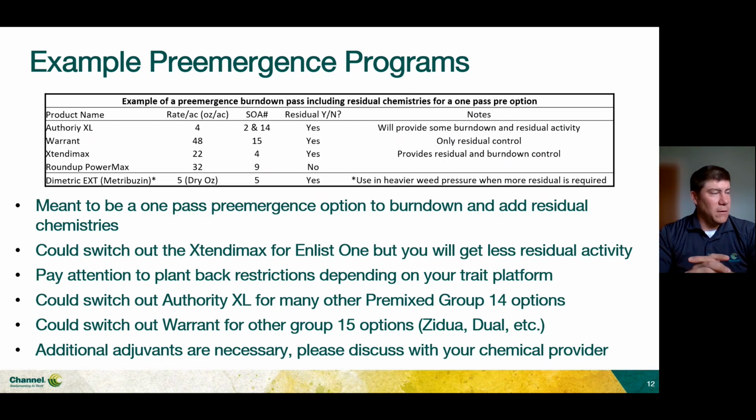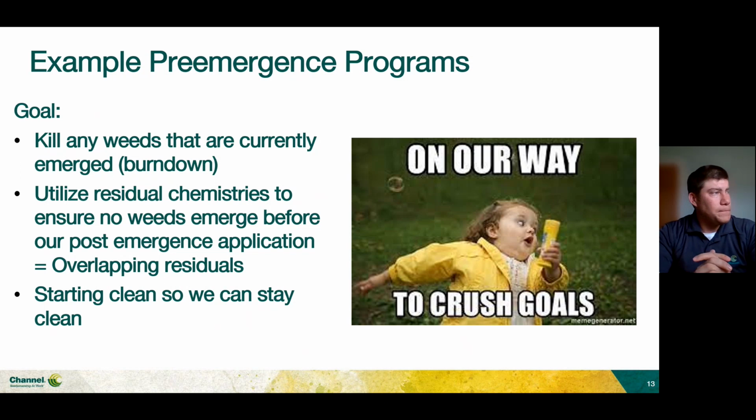So I've got a few notes here in regards to you can swap some things out there. You could definitely swap out Authority XL with a lot of other products. Things like Valor and maybe a Residual Pro with Sharpen or Verdict, whatever. There's a lot of ways to blend this, so don't just think this is the only route to go. There's a lot of ways to make that happen. So again, the same thing, additional adjuvants would be necessary.